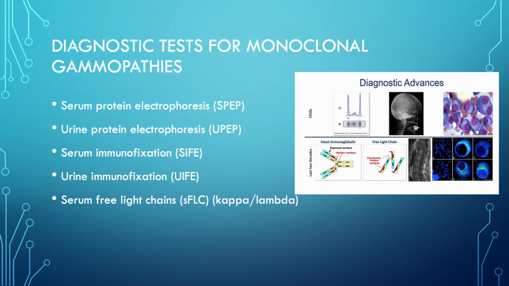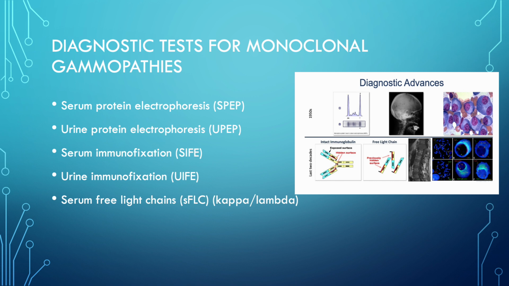So now, what are the diagnostic tests for monoclonal gammopathies? We have SPEP and UPEP, that is serum protein electrophoresis and urine protein electrophoresis, serum immunofixation, urine immunofixation, and again the kappa lambda ratio, which is the serum free light chain ratio.